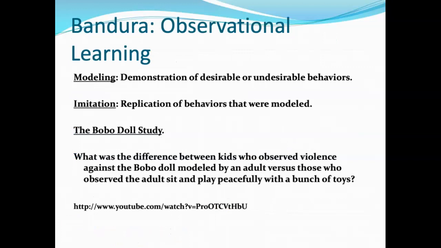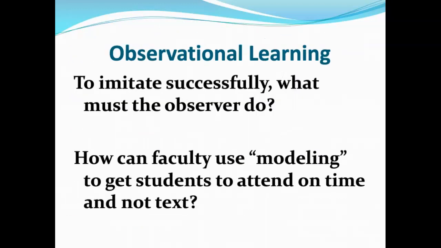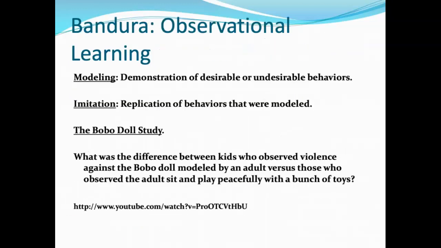Okay. Two other concepts that we're going to talk about here: observational learning and learned helplessness, and then we're done. Observational learning, also known as modeling, is where somebody repeats, copies, or learns behaviors that they observe. Okay? Modeling is a demonstration of behaviors, desirable or undesirable, and imitation is a replication. So observational learning is a function of imitational learning.